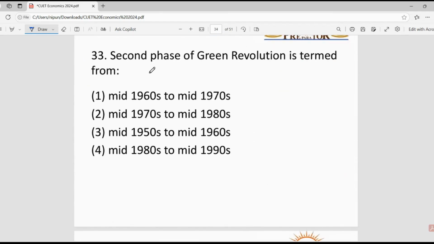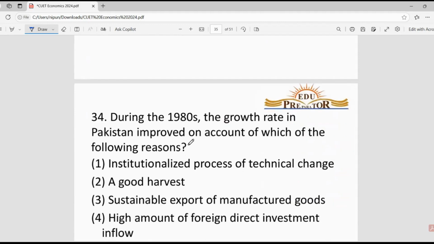Second phase of Green Revolution is termed from. You are aware that first phase of Green Revolution in our country was in the mid 1960s to 1970s, which was immediately followed by the second phase. Yani ki second phase was 1970s to 1980s. So the correct option is option number 2.